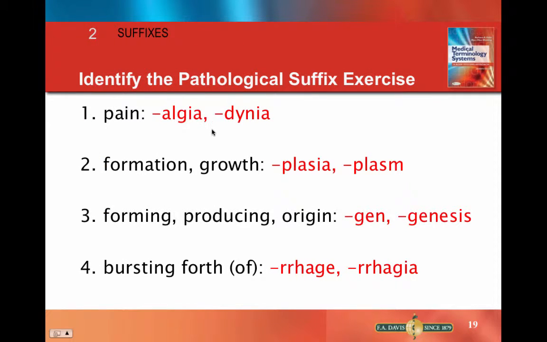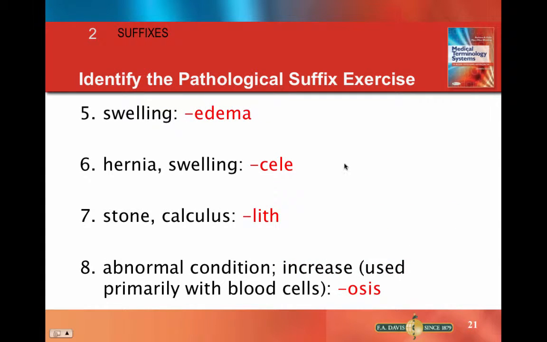Some of these suffixes can have the same meaning. So pain can be algia or dynia. The formation can be plasia or plasm. Forming, produced, or origin can be gene or genesis or genus. To burst forth can be rrhage or rrhagia. Swelling, edema, hernia, notice that it has the same swelling, could be cele. Stone or calculus could be lith. Abnormal condition, osis.